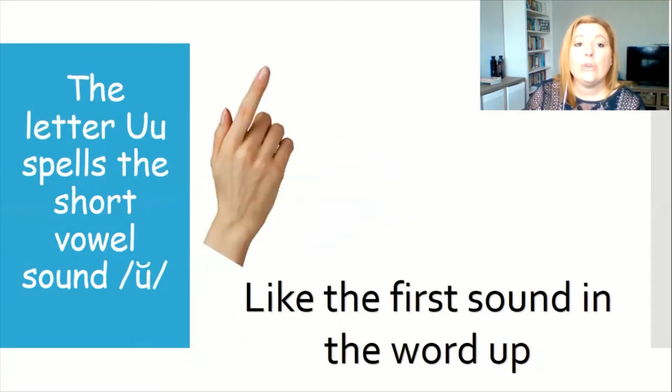The letter U spells the short vowel sound uh, like the first sound in the word up. So take your finger and point up, and move it in an upward direction when we say the sound. You ready? The letter U spells the short vowel sound uh, like the first sound in the word up.